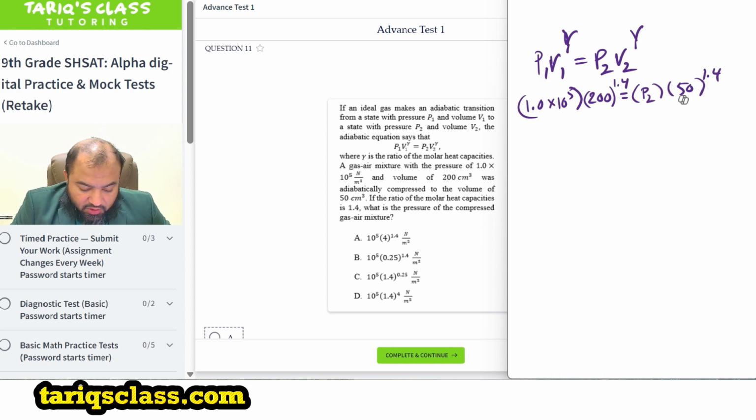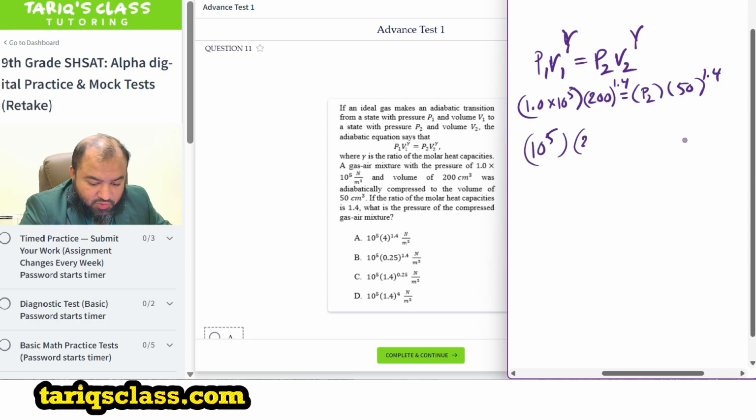Okay, so the next part is to solve for the pressure. So what is the pressure of the compressed gas? So what is P2? But look at the options. The 1.4 thing just stayed in every option most likely. So let's see what we can do. First of all, 1 times 10 power 5 is just 10 power 5.